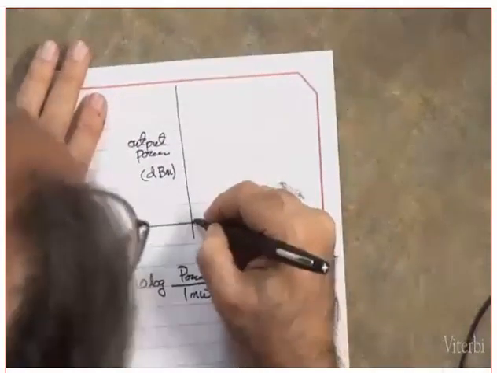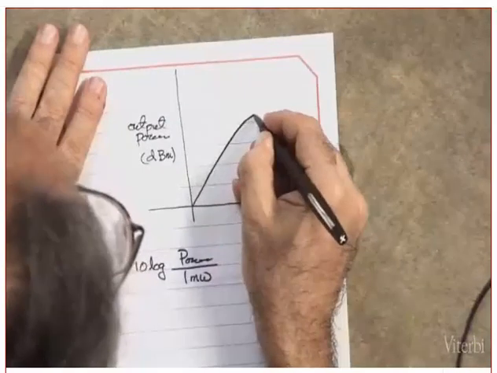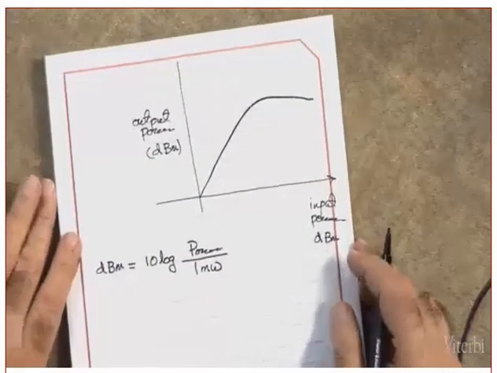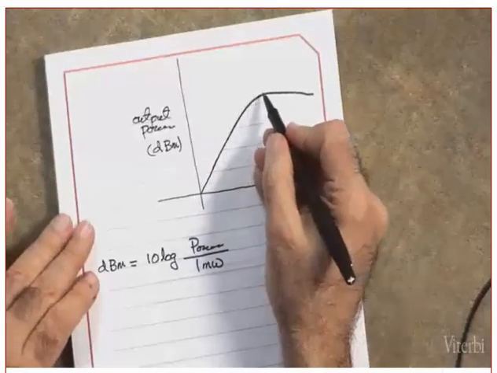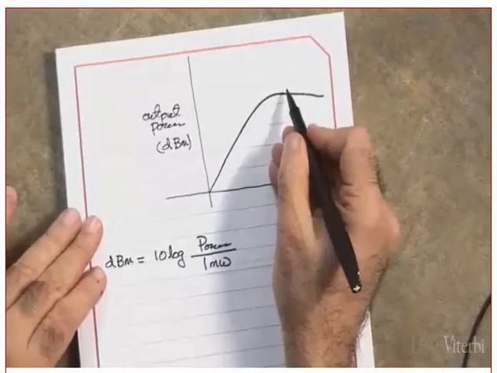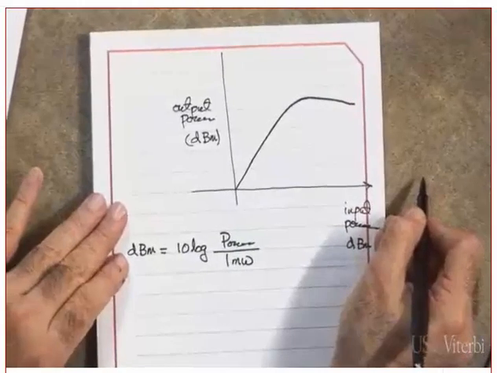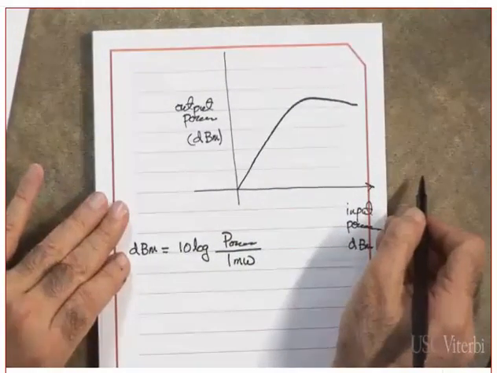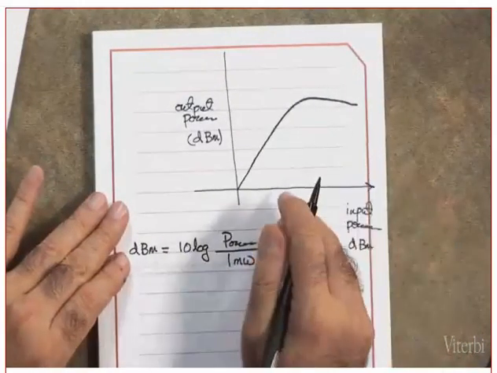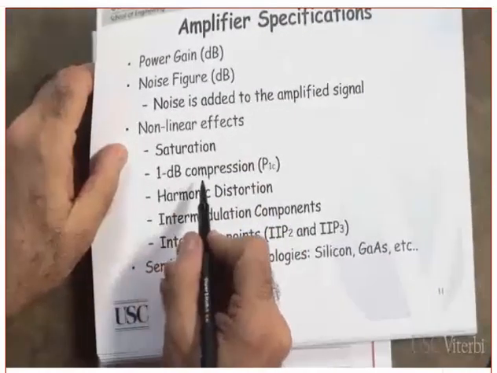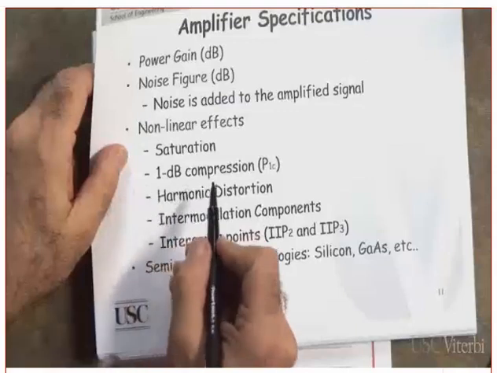How does it look? It looks like this. Clear so far? Okay, where is the saturation? This is the saturation here. Notice, by the way, there is a possibility that it will go into compression. Did I show you this last time or not? It's a possibility that it will go into compression. Let's not worry about that. That's the saturation. Now, what is the first one that we are interested in? 1 dB compression.